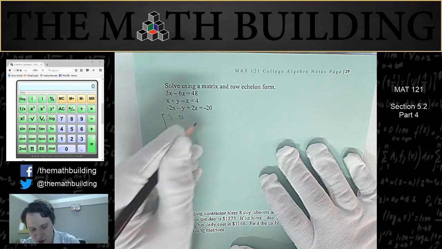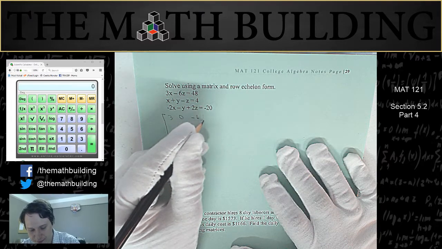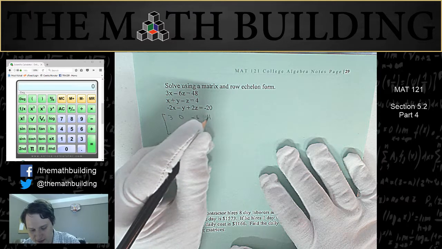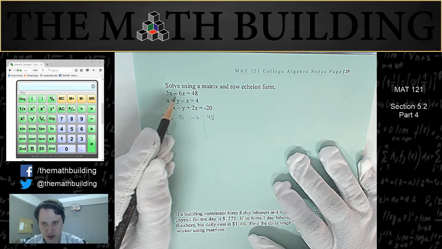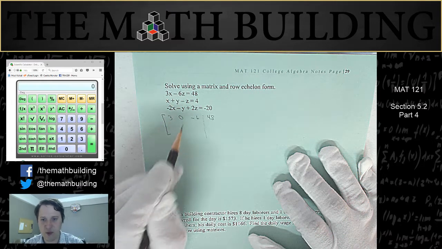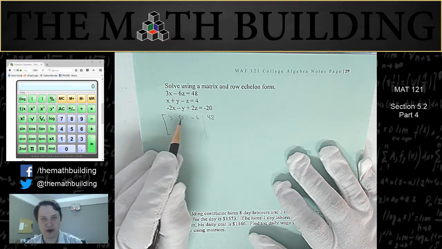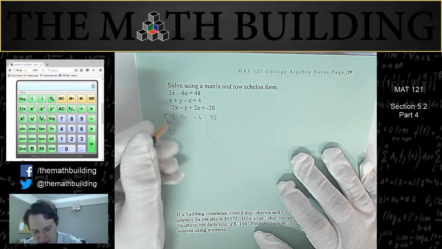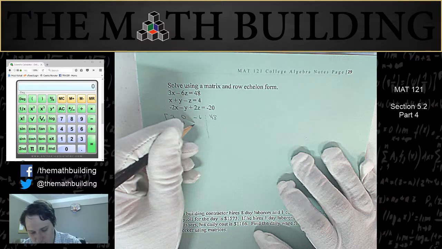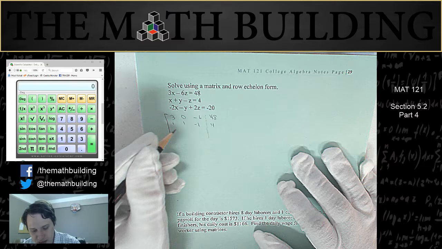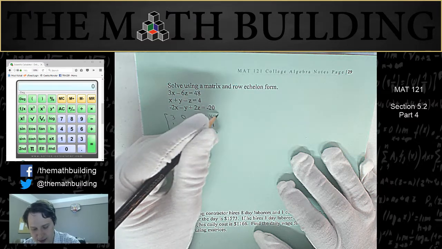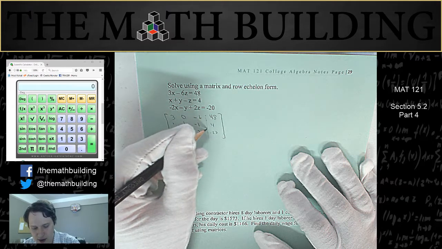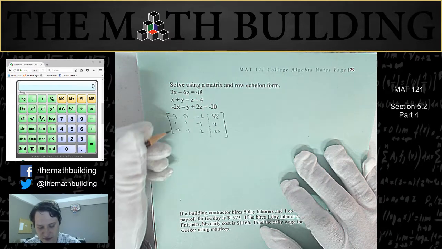3, 0, negative 6, 48. And notice that it's 0 because we don't have a y variable. So we have the x column, the y column, and the z column. So make sure you put in a 0 for that y. That's a common mistake. Next row is 1, 1, negative 1, 4. Next row is negative 2, negative 1, 2, negative 20. All right, so there's our augmented matrix.